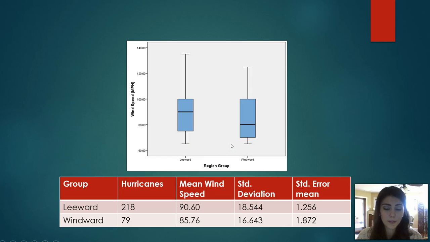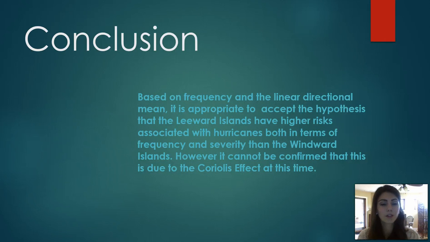Now the results for this box plot and for the severity are not quite as significant as they were for frequency. However, it still does point to my hypothesis, just not as strongly. So in conclusion, based on frequency and the linear directional mean, it is appropriate to accept the hypotheses that the Leeward Islands have a higher risk associated with hurricanes, both in terms of frequency and severity, than the Windward Islands. However, it cannot be confirmed that this is due to the Coriolis effect at this time.